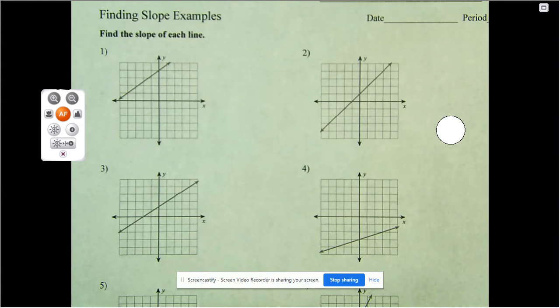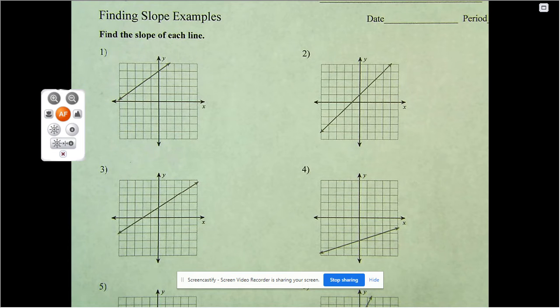Good morning or afternoon. In this video, we are going to be looking at slope and how to find slope between points on a graph.